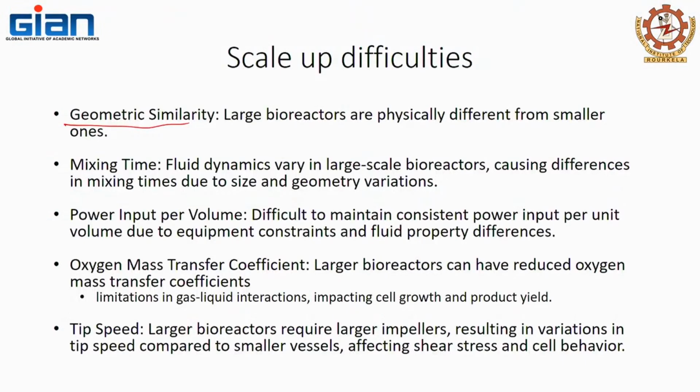The tip speed: the larger bioreactors require larger impellers, resulting in variations in tip speed compared to small vessels, affecting the shear stress and the cell behavior. It will not mix properly, cell clusters might appear, homogeneity cannot be maintained. So, all of this comes into picture when you are looking at the difficulty for the scale up purpose.